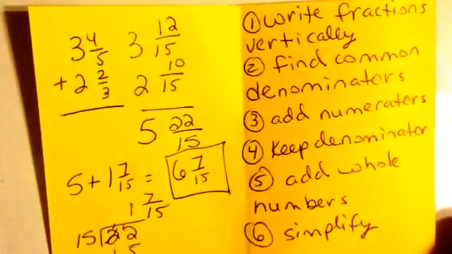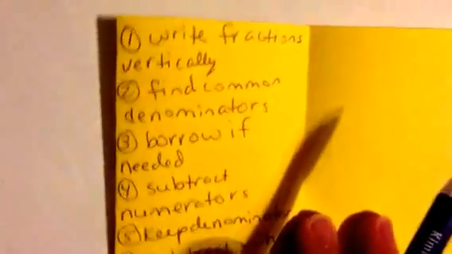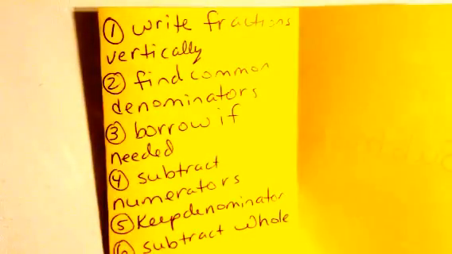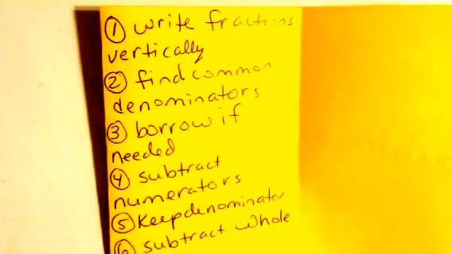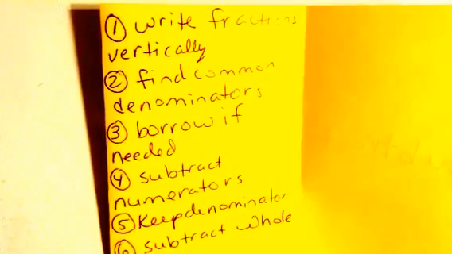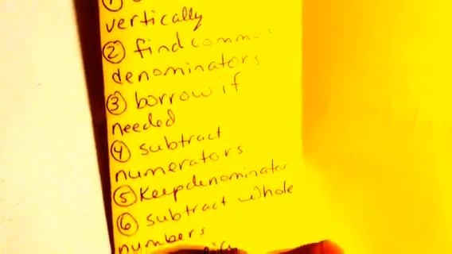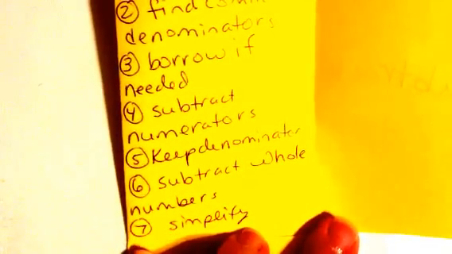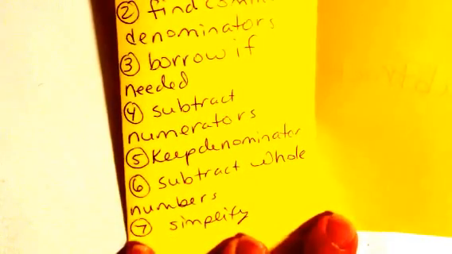Next we're going to subtract fractions. So under your subtraction tab, we're going to write the steps to subtracting fractions. The first thing I want to do is write the fractions vertically, find common denominators. We're going to borrow if needed. Subtract the numerators, keep the denominator. If we have whole numbers, we want to subtract the whole numbers, and then finally simplify.